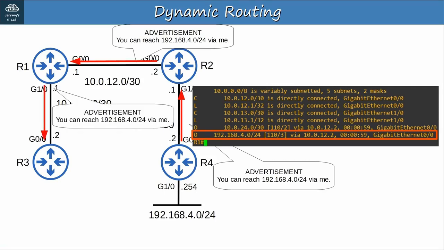R1 will then in turn advertise to R3, telling R3 that it can reach 192.168.4.0/24 via R1. It will also advertise the 10.0.24.0/30 network that it learned from R2, as well as the 10.0.12.0/30 network between R1 and R2, but we're just focusing on the one network for now.